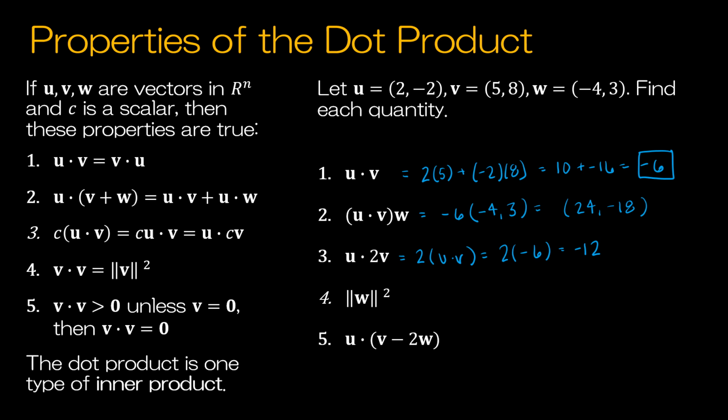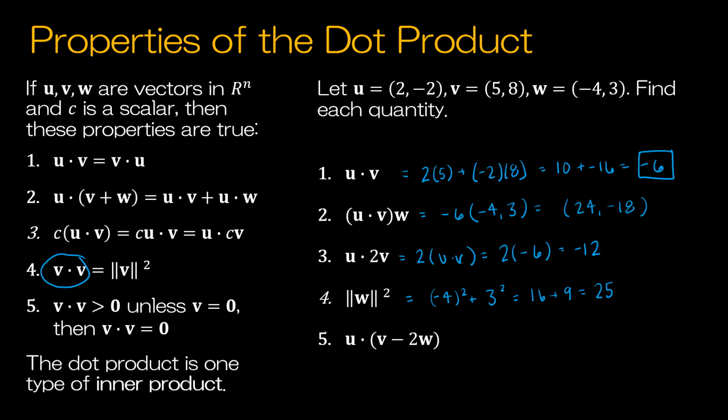The norm of w squared is the same as taking w dot w. So again, that's negative 4 times negative 4, or negative 4 squared, plus 3 times 3, or 3 squared, gives me 16 plus 9, or 25. And again, not the square root on that one.